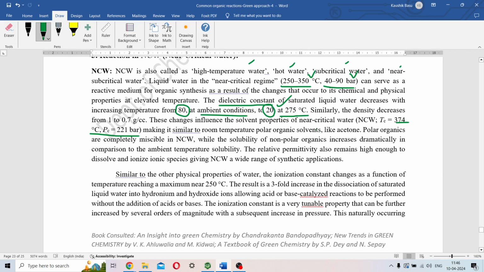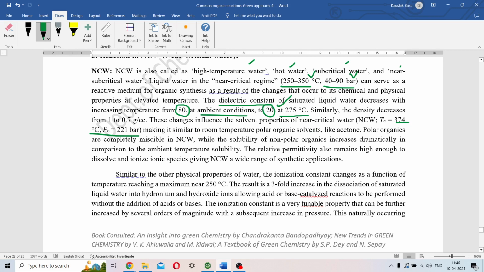Then after the reaction is over, you decrease the pressure and you decrease the temperature, so water comes down to its normal state and it then becomes polar again, and your organic product that you have formed, which was soluble in the near critical water, is now separated from it and gets precipitated. So your separation is also very easy.